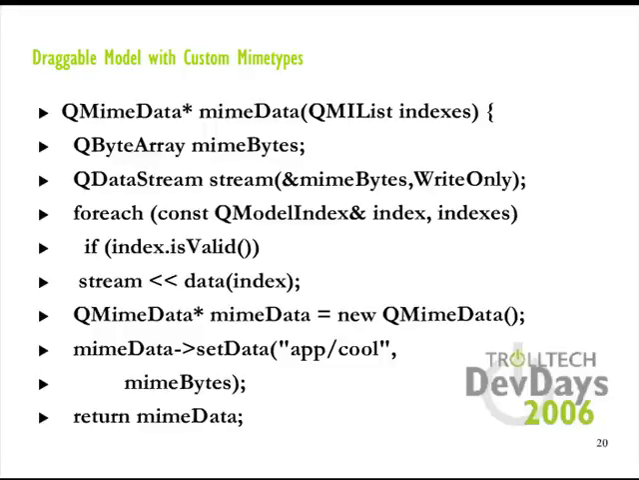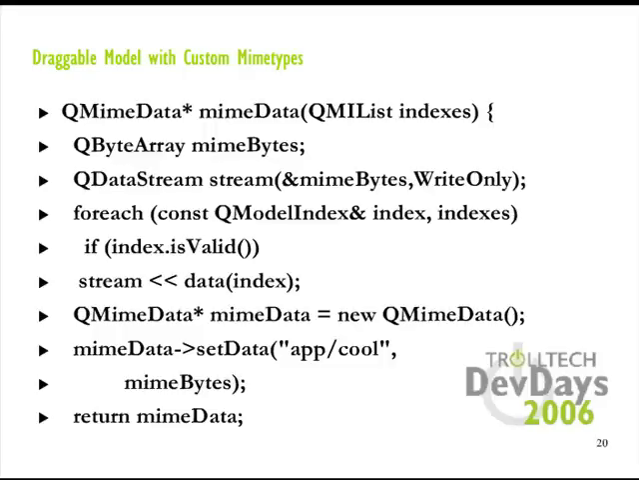And we just go through all these indexes. If it's a valid one, put this data inside the stream. And obviously you have some data function that returns the right thing to put inside a QDataStream here. Again, make a new MIME data, call setData with the MIME type and the MIME bytes, and return. And that's it. That's all you need to do to implement dragging from your custom model, even if it has custom MIME types.